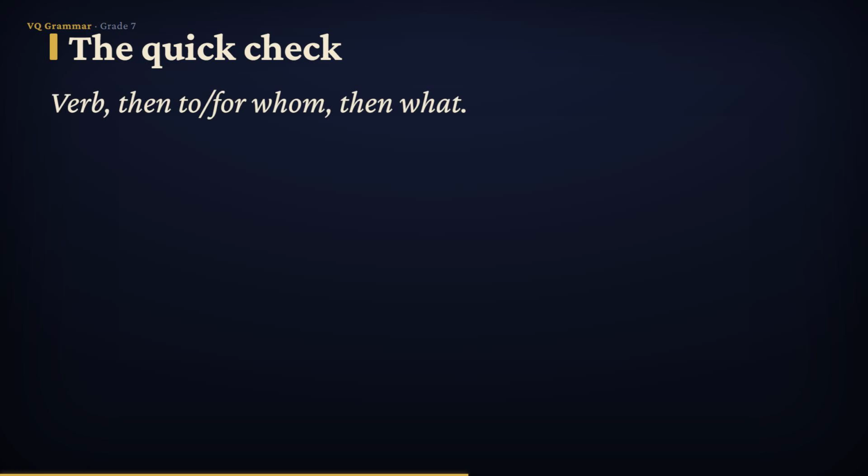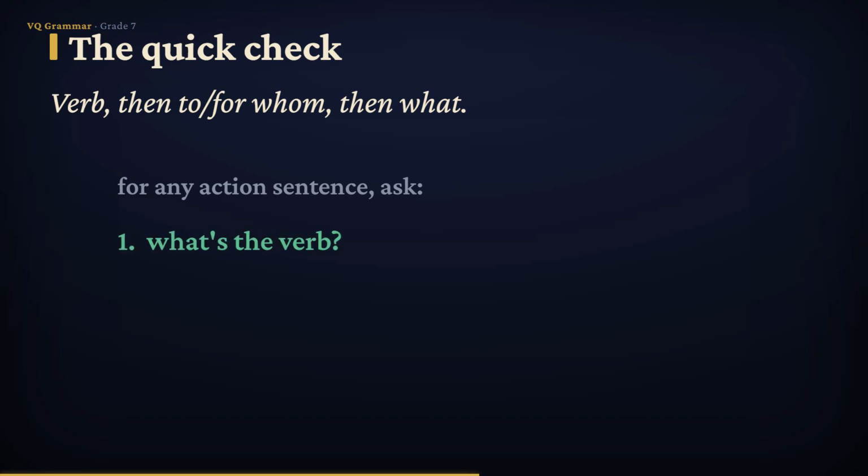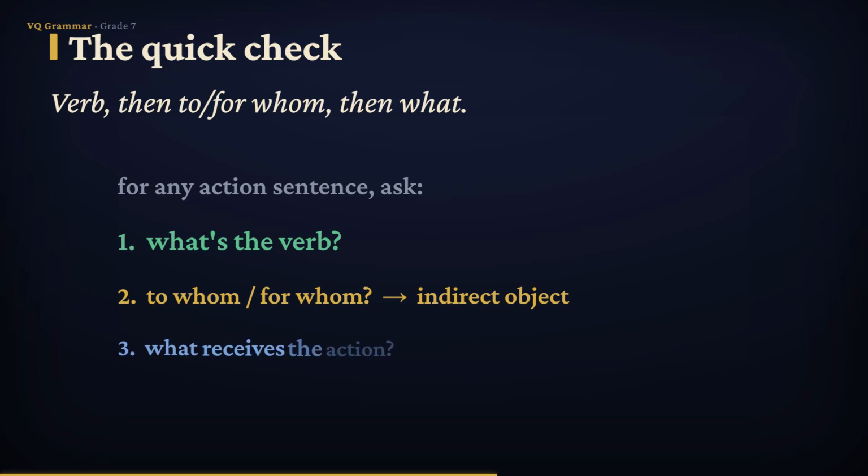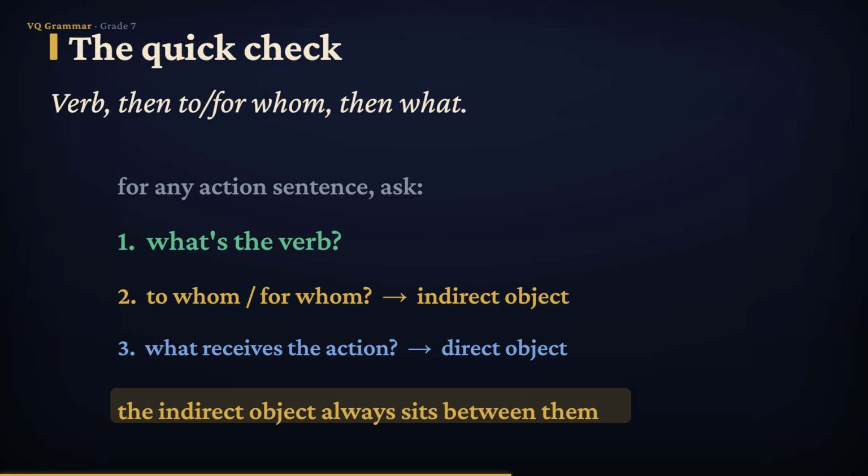Let's boil it into a quick check you can run on any action sentence. First, find the verb, the action. Second, ask to whom or for whom that action happened. If there's an answer, that's your indirect object. Third, ask what actually received the action. That's your direct object. And always remember where the indirect object lives, right between the verb and the direct object. Let's practice a few together.